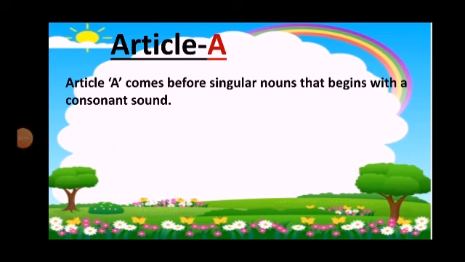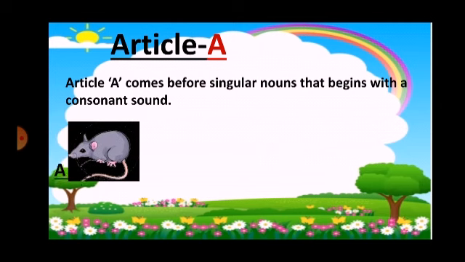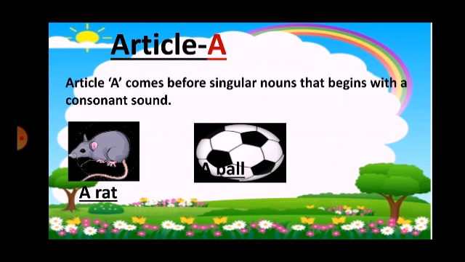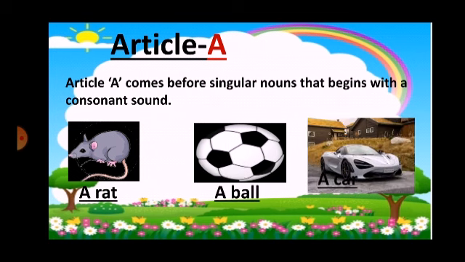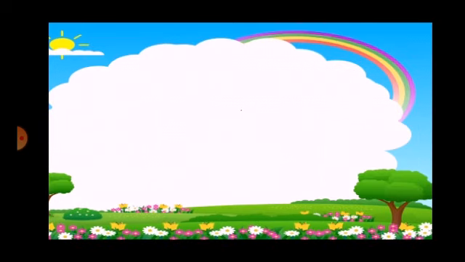Article A comes before singular nouns that begin with a consonant sound. For example, a rat, a ball, a car. So, a rat, a ball and a car, these words begin with consonant sound. So, we used article A.